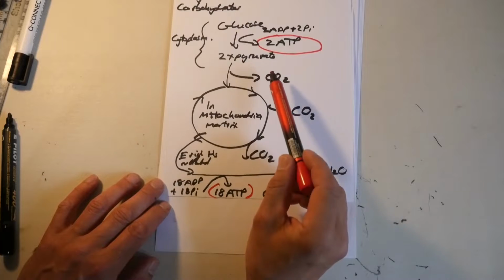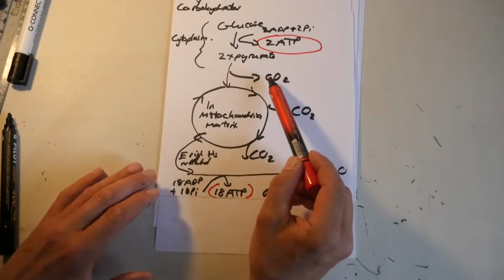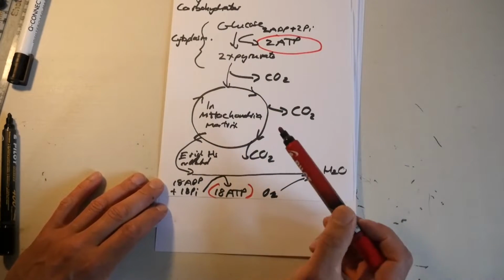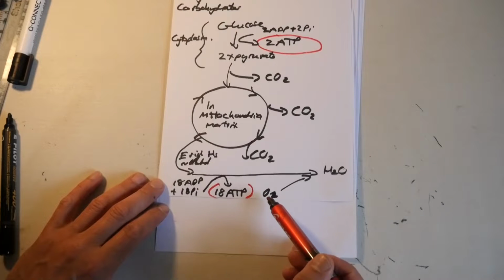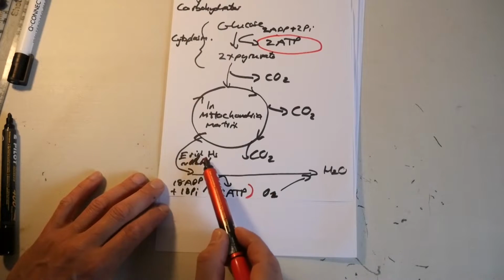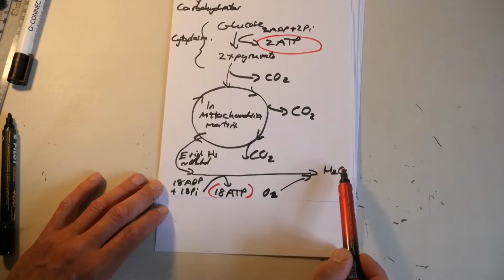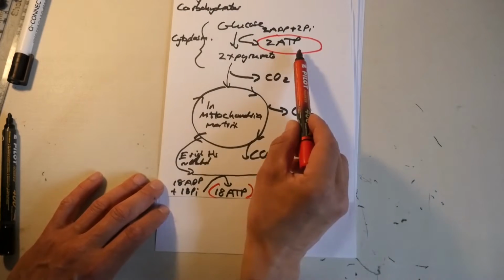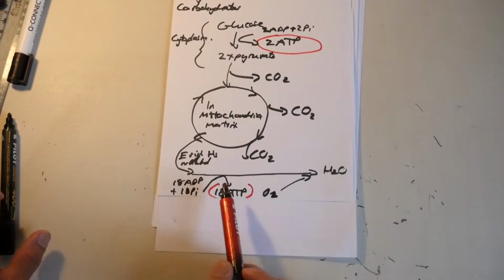When you breathe out with your lungs, you're breathing out carbon dioxide. When you suck oxygen in through the air, the oxygen is being used, combined with the hydrogen, to make water, okay? And you get 2 ATP made there, 18 ATP made here.